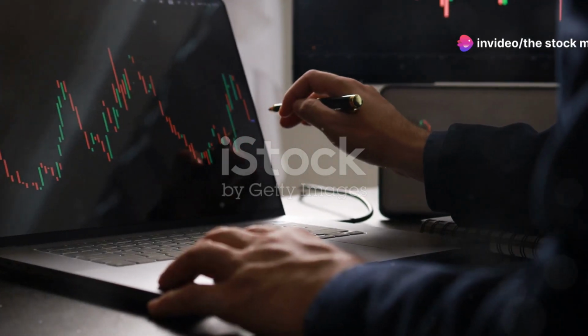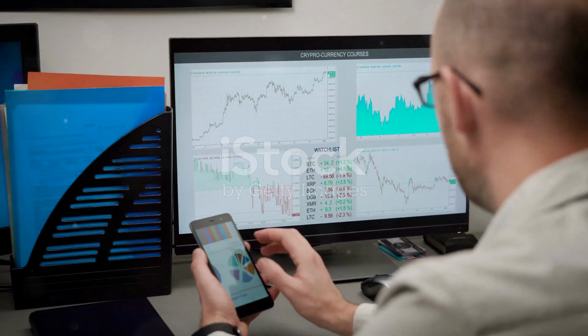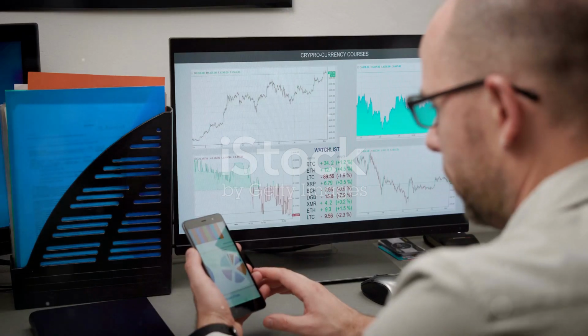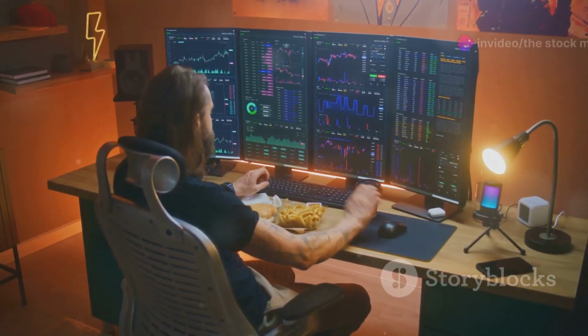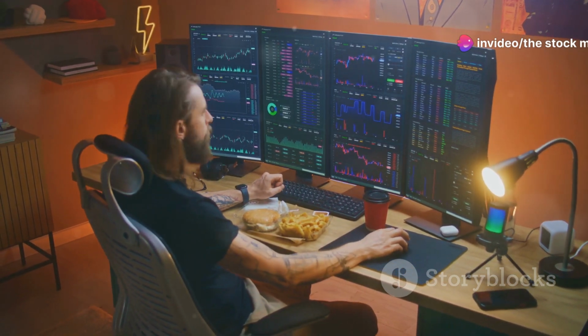Forex swing trading involves holding trades for several days to weeks to profit from price swings. Unlike day trading, swing trading allows traders to capitalize on longer-term market movements. It's an attractive option for beginners because it requires less time commitment and offers more flexibility.